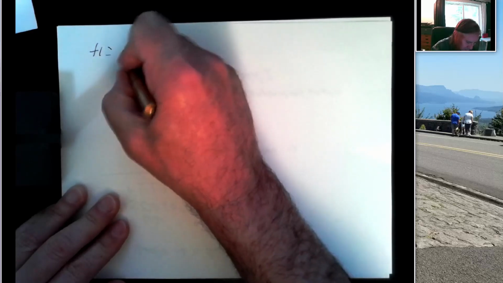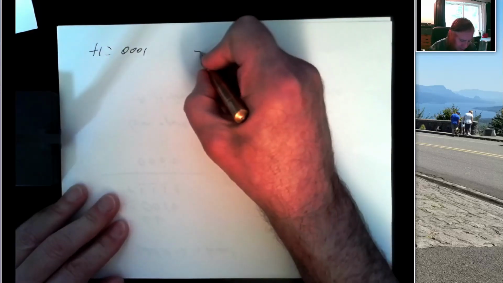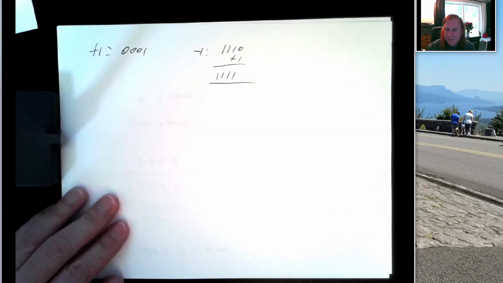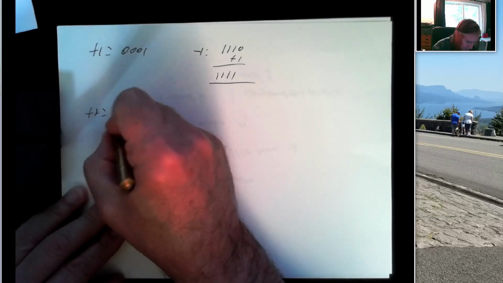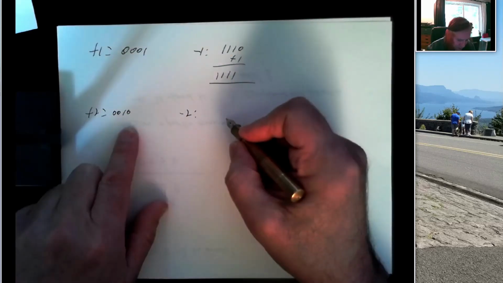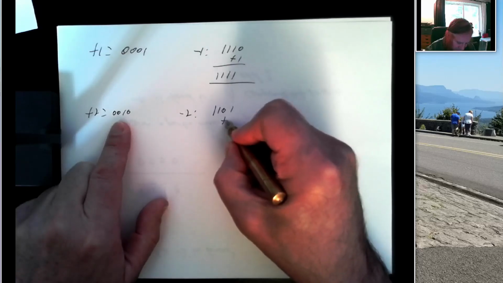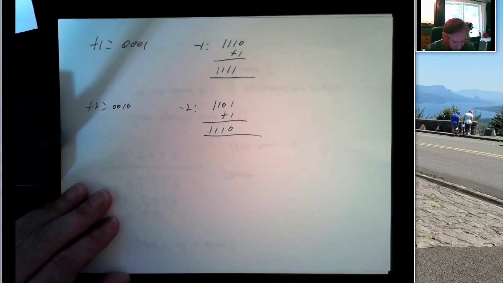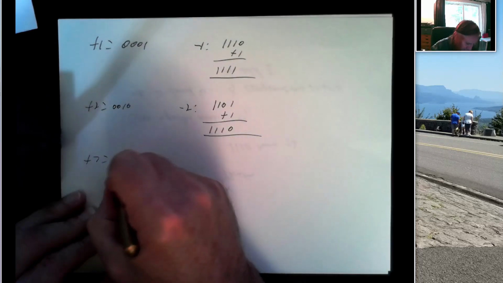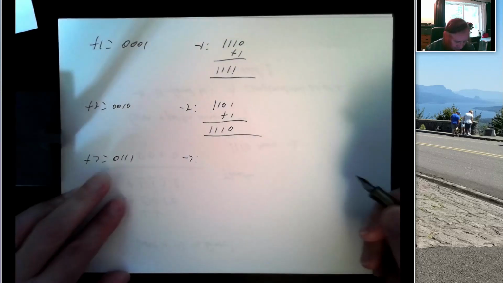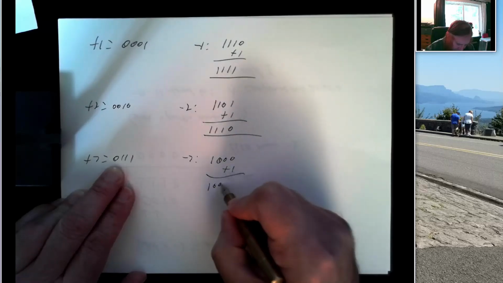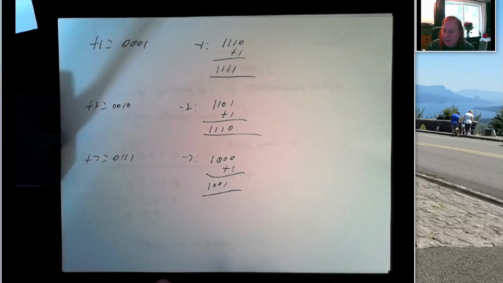But let's see what this does. So positive 1 looks like 0, 0, 0, 1. Negative 1, toggle each bit, add 1. That's what negative 1 is. Positive 2 looks like this. Negative 2, we would toggle each bit, 1, 1, 0, 1, and then add 1, and it gets us 1, 1, 1, 0. Positive 7 looks like this. To get negative 7, we would complement each bit, and then we would add 1, and we would get this, and this is what negative 7 looks like.